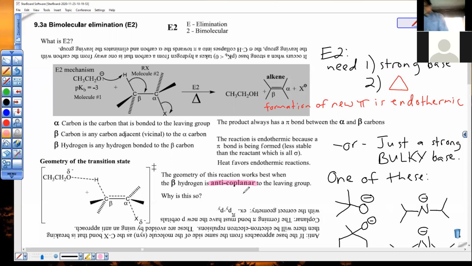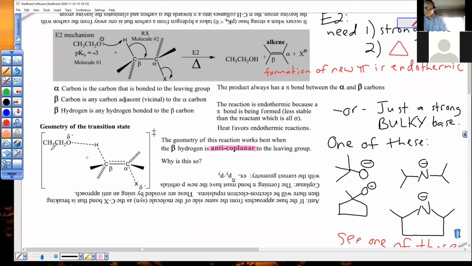Now in other semesters where we can go into more detail, we do examples where sometimes anti-coplanar is not possible, so the reaction doesn't proceed, or another reaction happens instead. I will not get into that. So I'm not going to make you draw this transition state, but realize the reaction works best if it's possible. Got it? And let's do a reaction where E2 would be our conclusion.